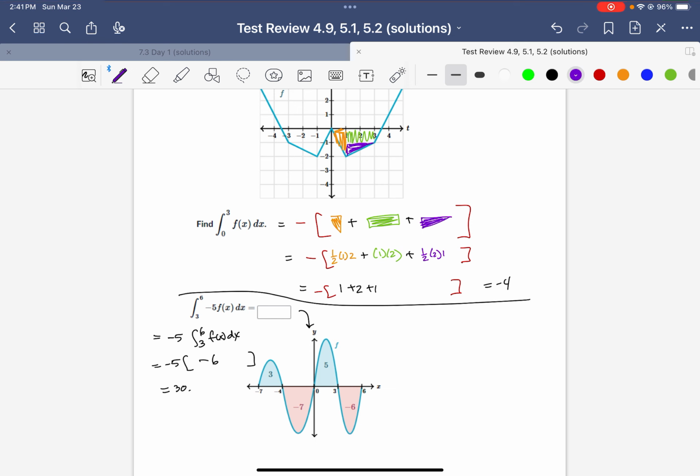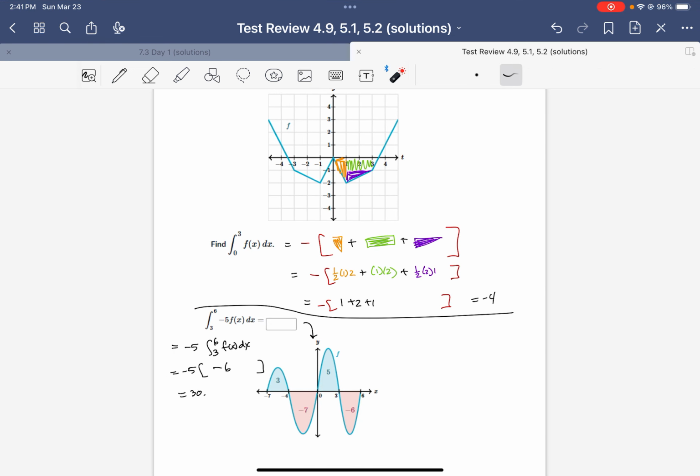Here we break up the area from 0 to 3 as being a triangle plus a rectangle plus a triangle. Well, this is 1/2 times 1 times 2 because the area of a triangle is always 1/2 base times height. And again, I assume you know that. So when we add all those together, we get negative 4.